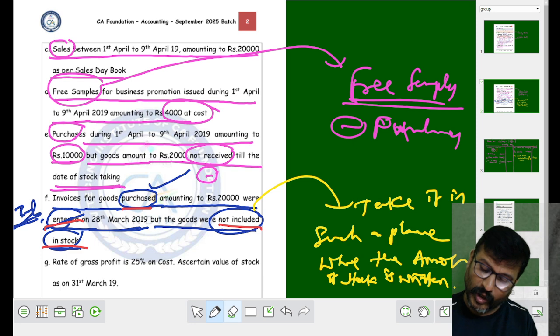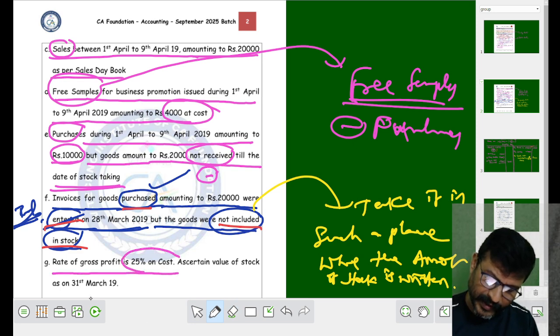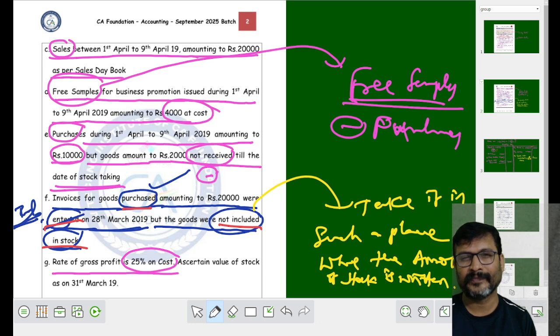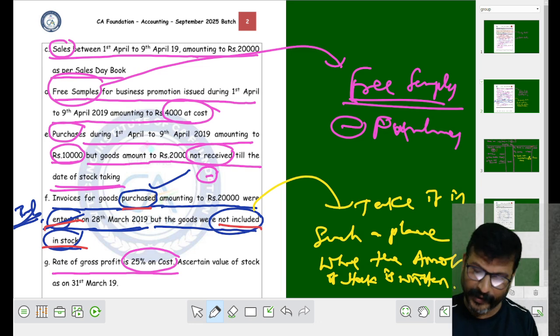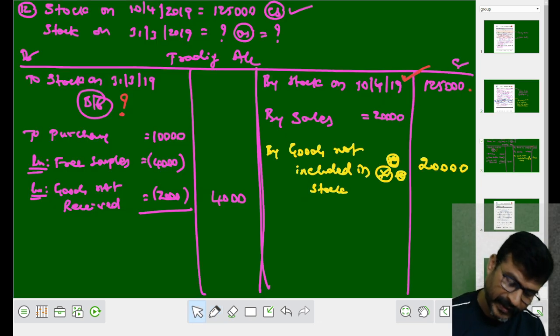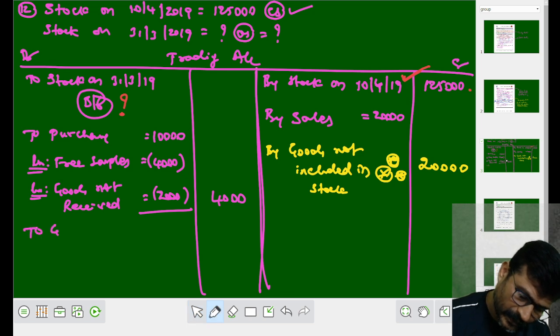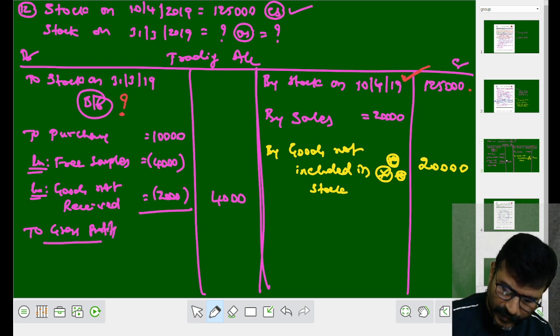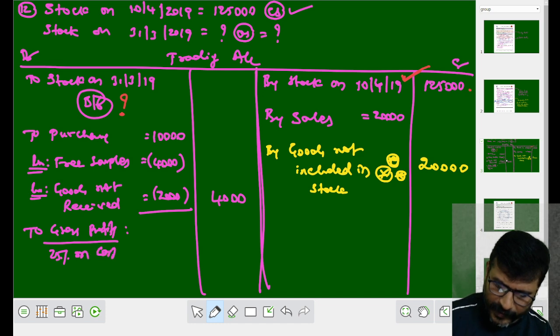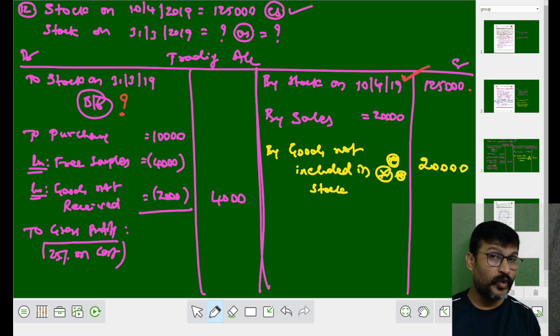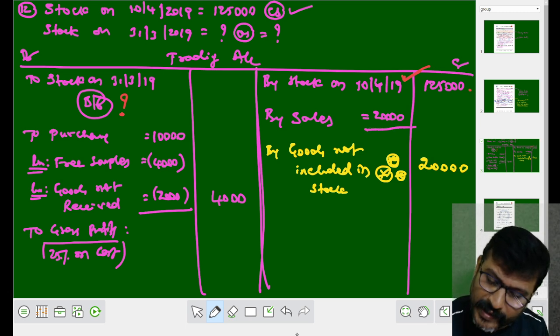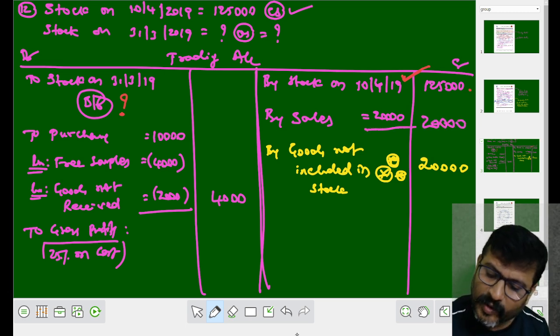Let us move on to the last point, my dear student. Gross profit is 25% on cost. What is the gross profit? 25% on cost. Let us write gross profit. How much is it? 25% on cost. Do you know the cost? No, we don't. We know only sales. Sales is how much? 20,000.